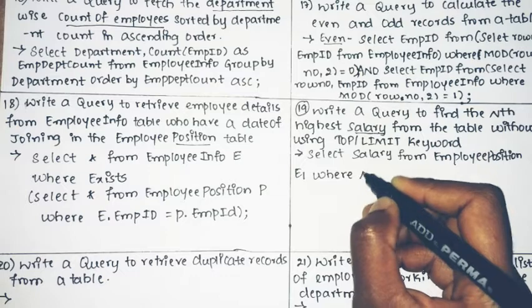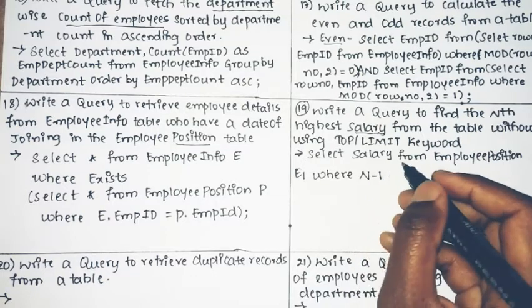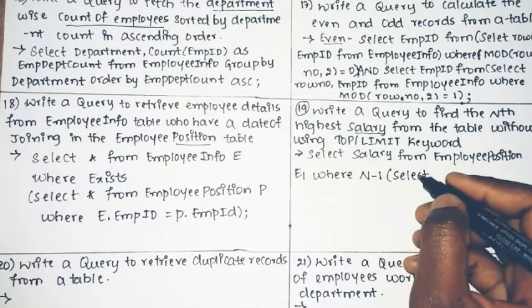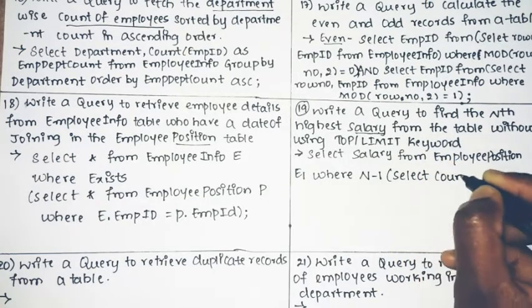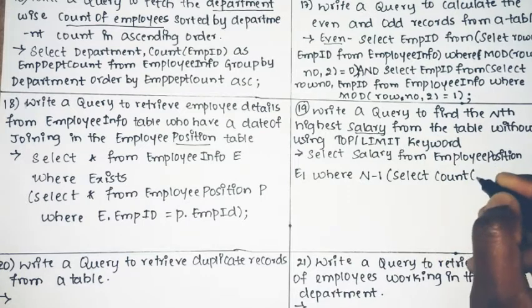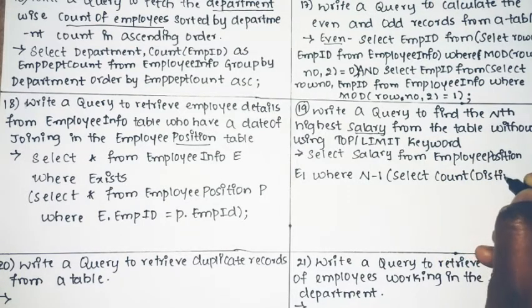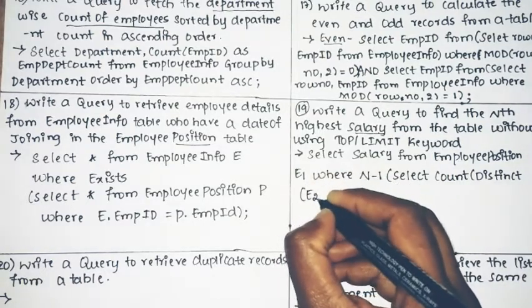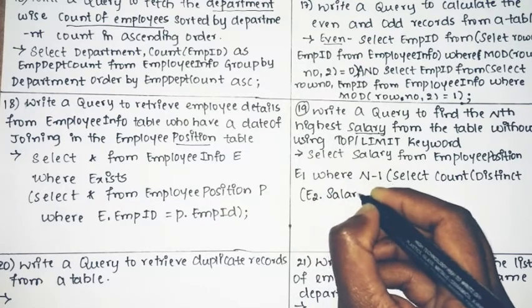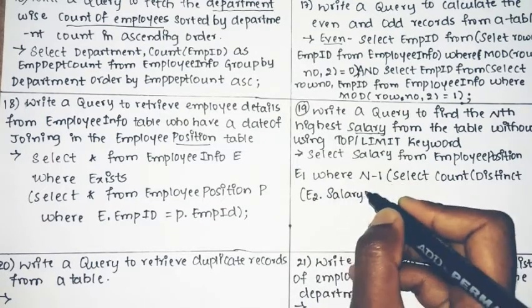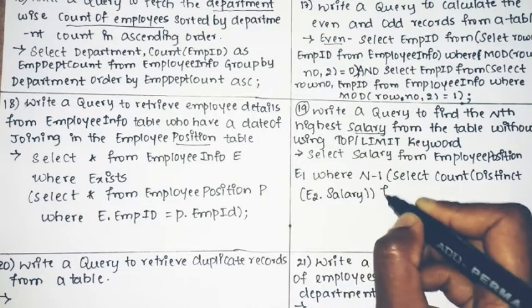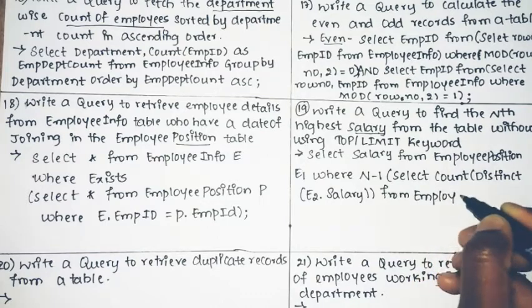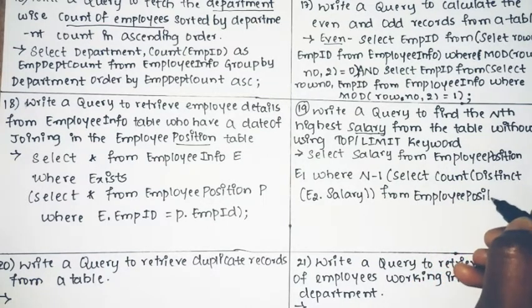So where n minus 1, followed by what you need to do, which is to include one more select statement within this. So select of, you need to count the distinct salary. So count of distinct E2 dot salary, the extension of the employee position, from employee position E2.